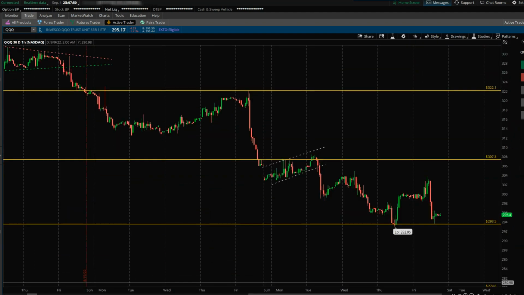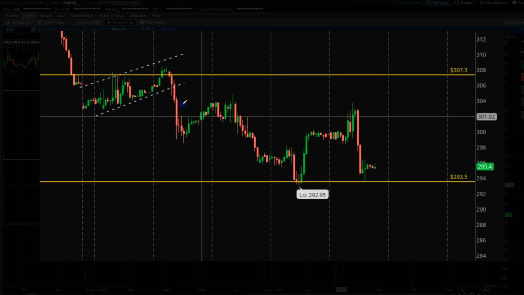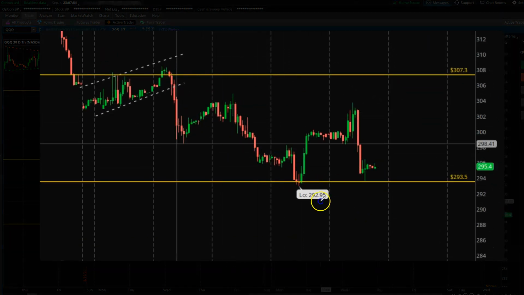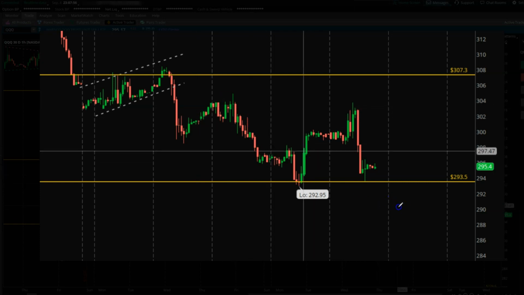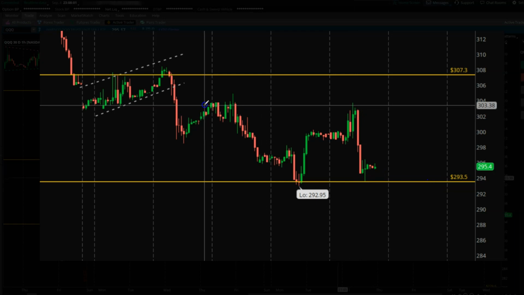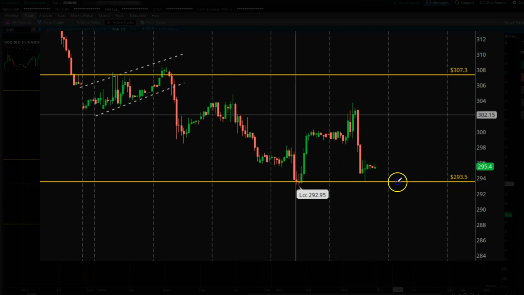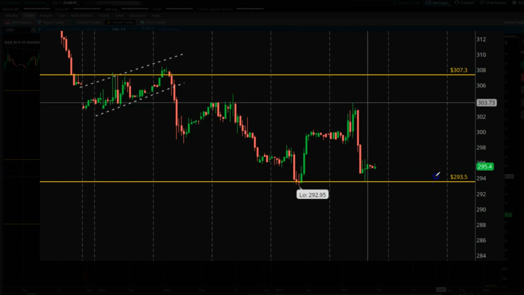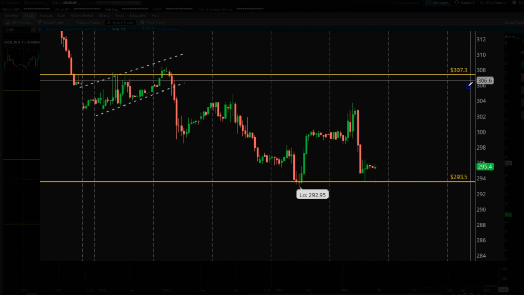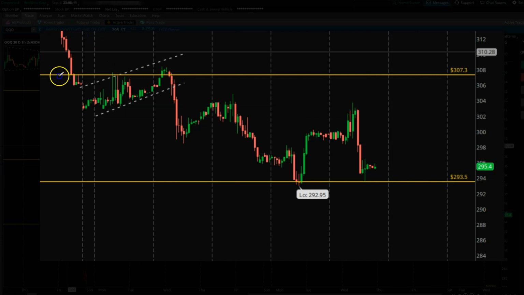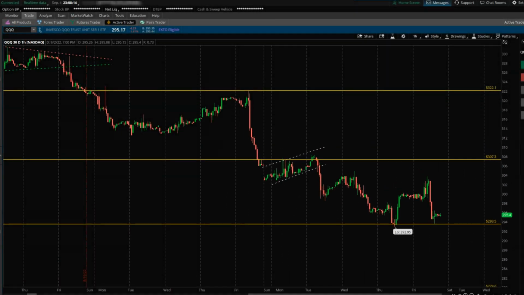Here's the hourly view as well. You can see it's still stair stepping down. The hourly swing highs are still not getting broken back to the upside. So far, the 303, 304.7 area is the hourly swing high. As long as we're below that, it remains under pressure. If it gets above that, then 307.3 is the natural first target on the upside.